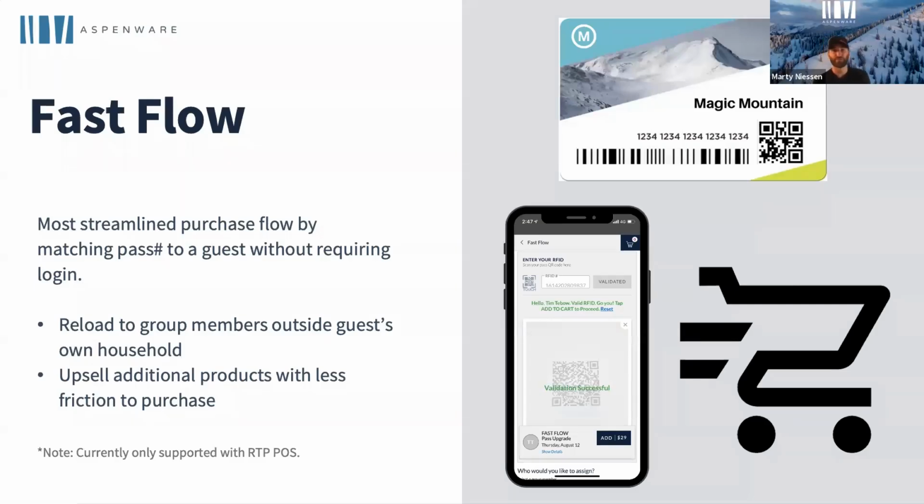Cool. So one of the features we're most excited about is fast flow. Fast flow is a streamlined purchase flow that matches a pass number to the corresponding guest without requiring the guest to log in. With this, guests can reload to group members outside of their own household, and guests can make additional purchases with less friction. Most often, too, this feature will be paired with guest checkout to accelerate the purchase flow.